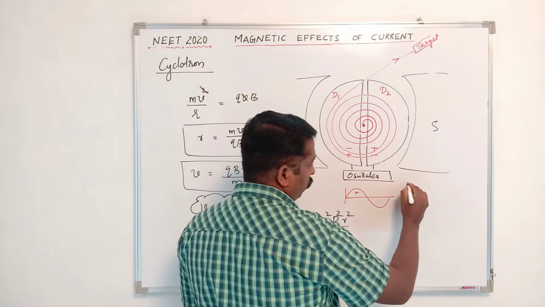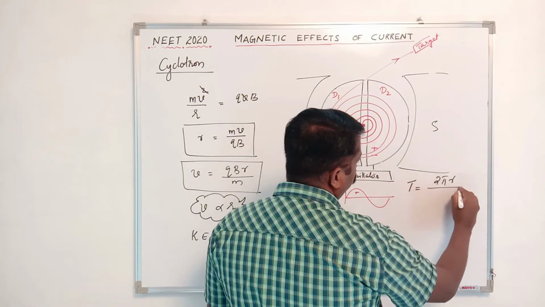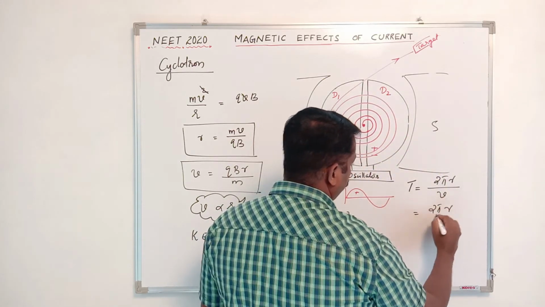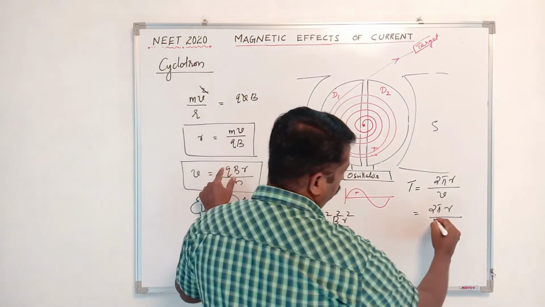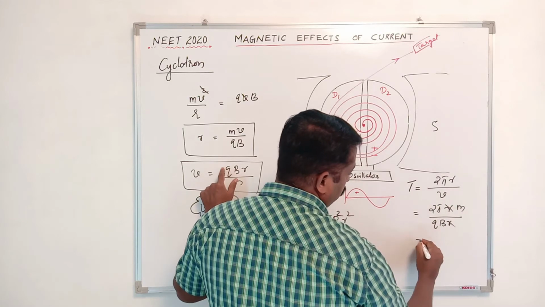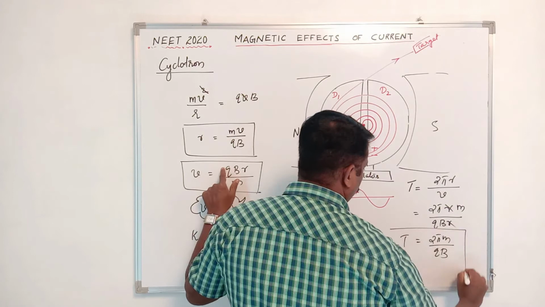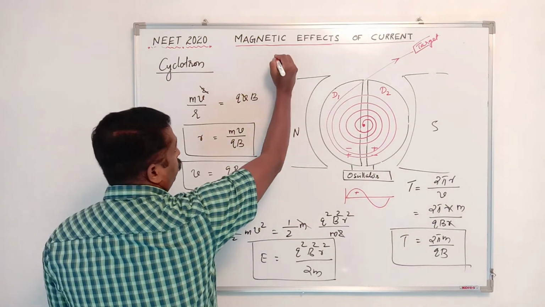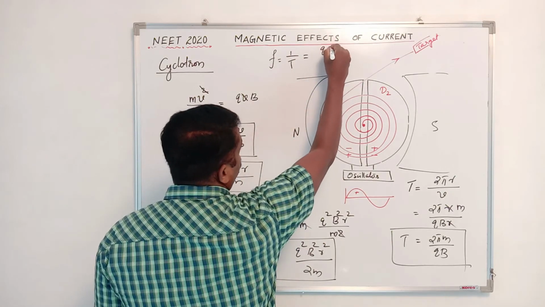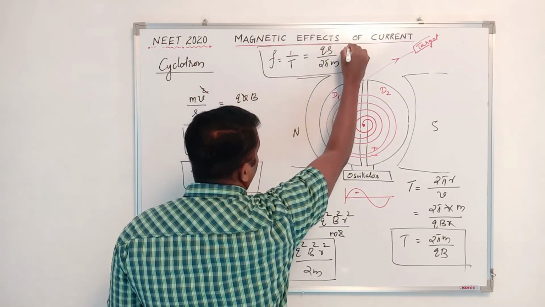Then the time period of the cyclotron. Time period T is equal to 2 pi r by velocity, the circumference of the circle divided by velocity. That is 2 pi r by qBr divided by m. The r and r cancel, then 2 pi m by qB is the time period of the cyclotron. From the time period we can obtain frequency. Frequency is equal to 1 by T, that is qB by 2 pi m. These are the equations from this topic.